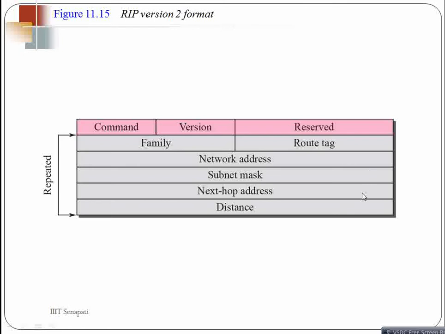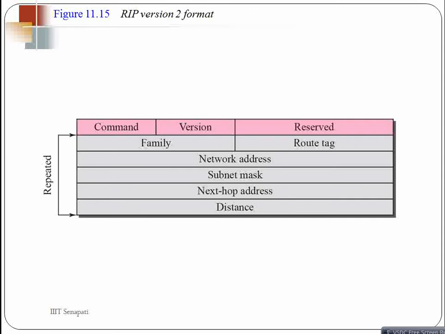This field carries information of the autonomous system number. Actually it will be used to enable this protocol to receive information from an inter-domain routing protocol. So for that purpose this route tag is used. Another thing is network address. You already know subnet mask, next hop address and distance. Two new things you can see here, subnet mask and next hop address.